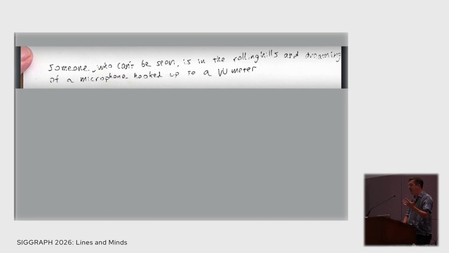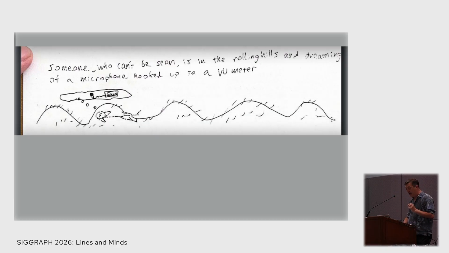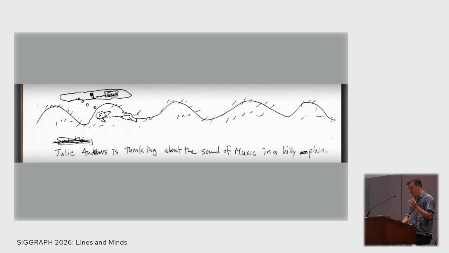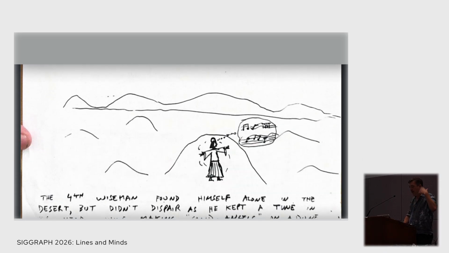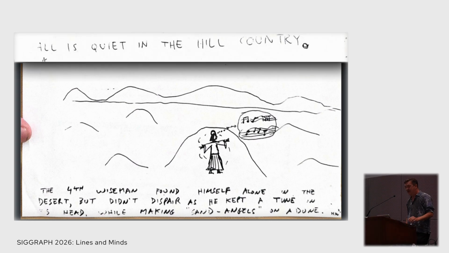The next person has to illustrate this sentence, and now the invisible person is drawing with dashed lines. The next person has to describe this picture. And now the person has become Julie Andrews thinking about this kind of music. Maybe the arms kind of look like nun flaps or something. And in the end, we finally end up with: the fourth wise man found himself alone in the desert, but didn't despair as he kept the time in his head while making sand angels in a dew. So we started with that, sitting on the top, and we ended up with whatever that is at the bottom.